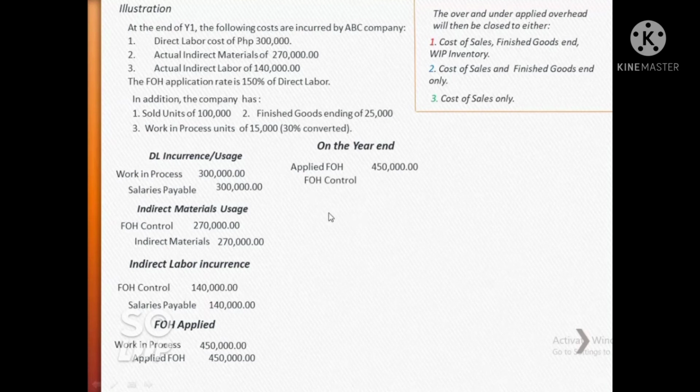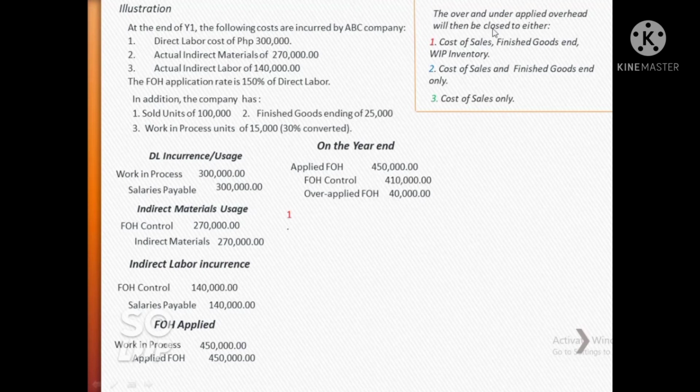Now the factory overhead control here is 410,000, which is the sum of 270,000 plus 140,000. And as you can see, the applied factory overhead is greater than the factory overhead control. So meaning there is over applied factory overhead of 40,000. So again, that over applied factory overhead account of 40,000 is a temporary account, so we need to close it.